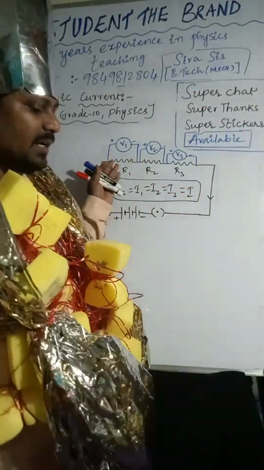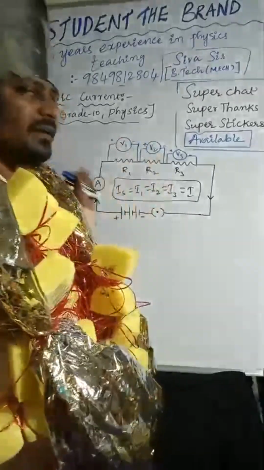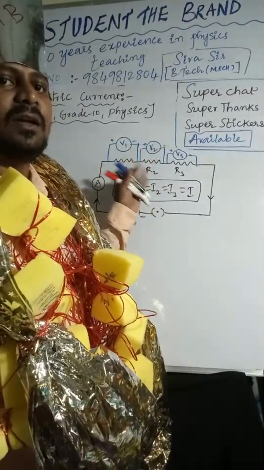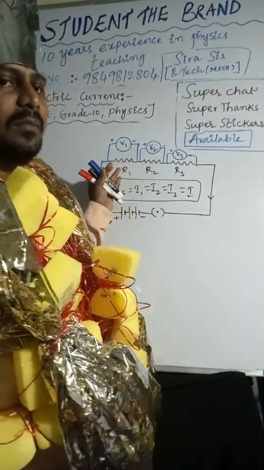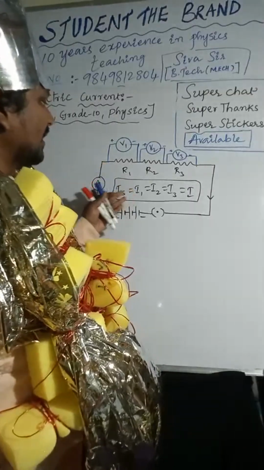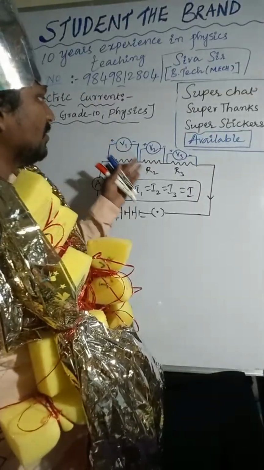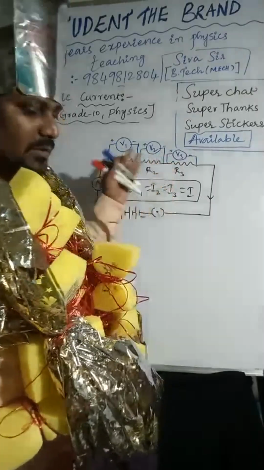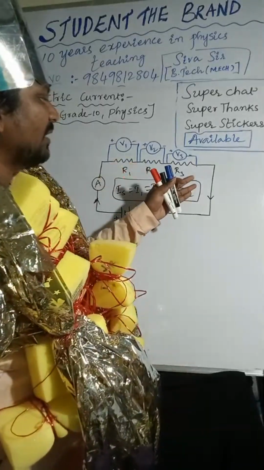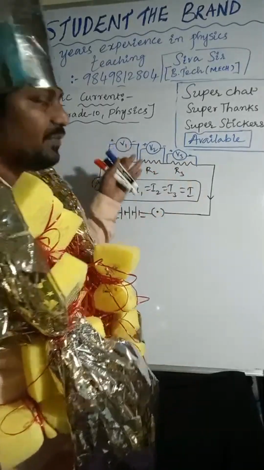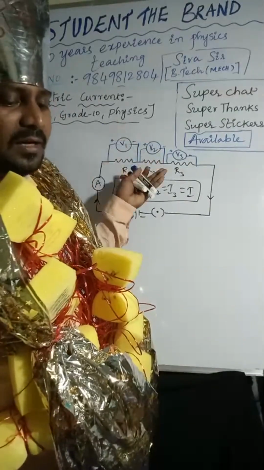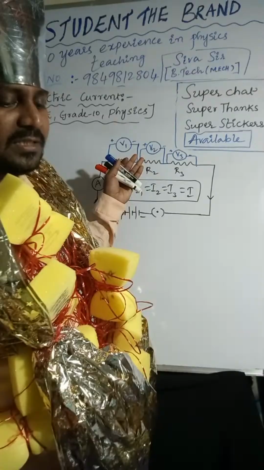Throughout the circuit, current is the same. Whatever current is flowing from the battery, through R1, through R2, through R3, the current is the same. That's why I'm taking Is equal to I1 equal to I2 equal to I3 equal to I. But the potential difference is different across R1, R2, R3 because I am taking different resistors.